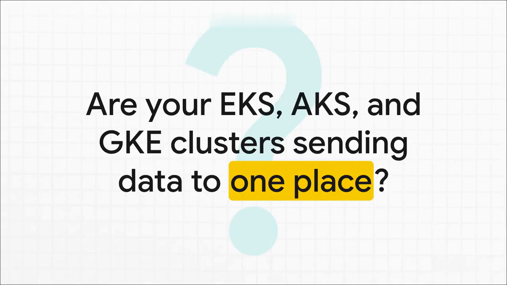So, you're running workloads on EKS, AKS, and GKE. You're basically a pro at this container orchestration thing. But what happens when something breaks? Are you stuck trying to stitch together a single story from three completely different sets of data? Yeah, that's the exact problem we're going to solve today.